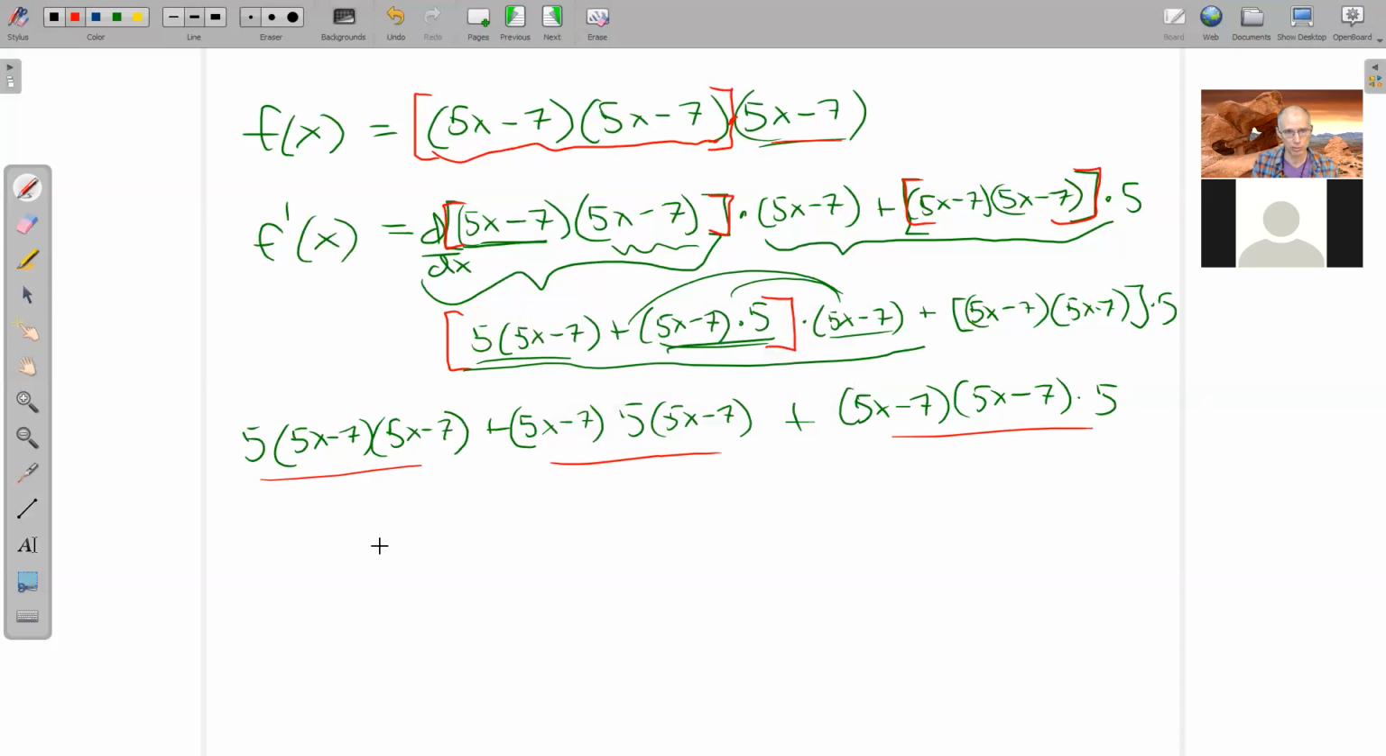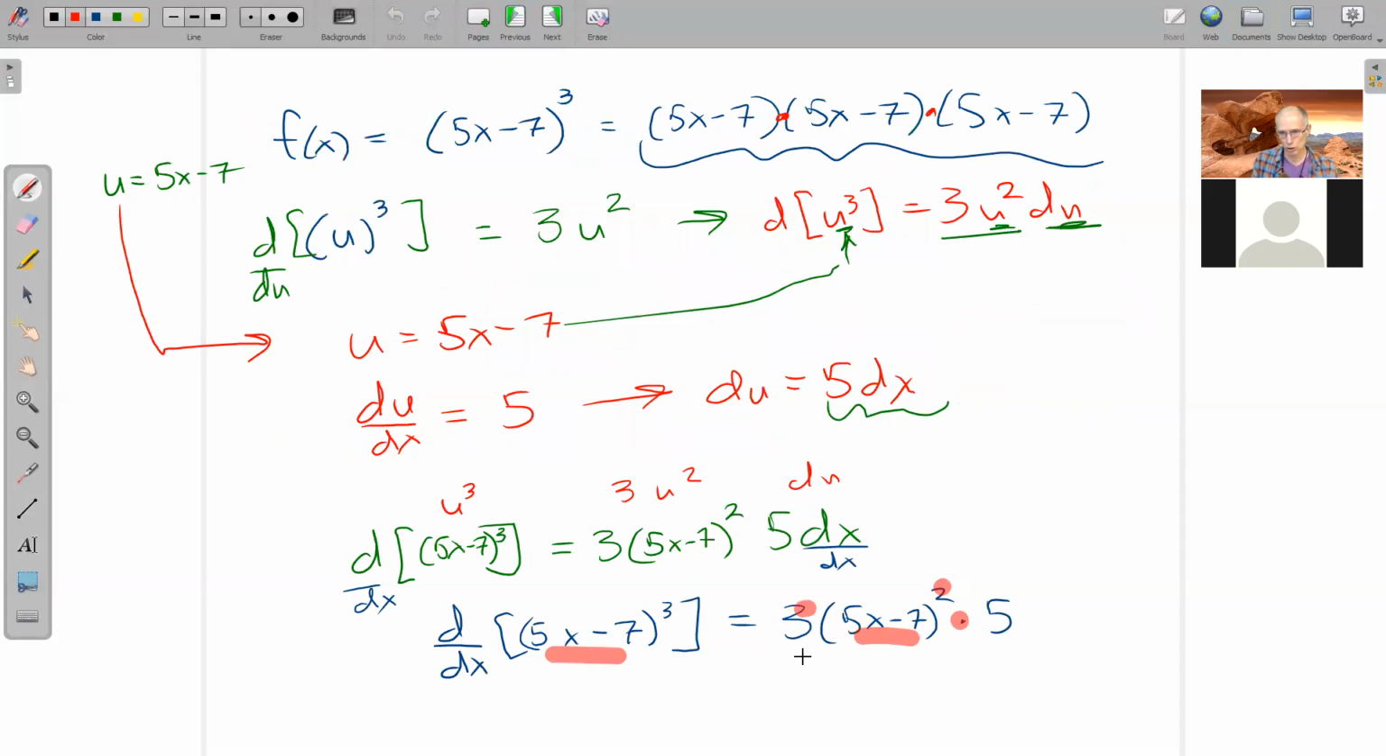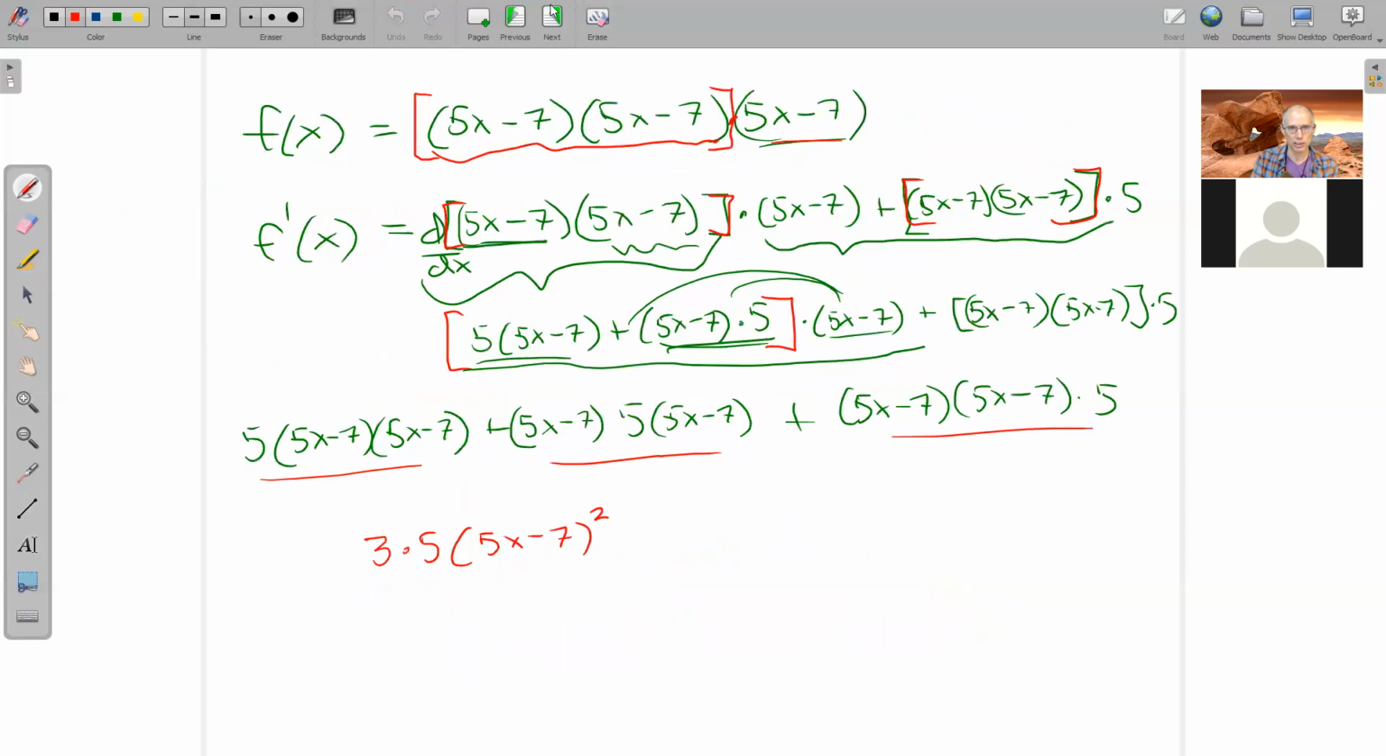And so I end up with 3 times 5 times 5x minus 7 squared, which is the derivative we found with the chain rule over here, 3 times 5 times 5x minus 7 squared. But I want to point out something really cute here. Check this out. Forget that I called this f up here for a second.